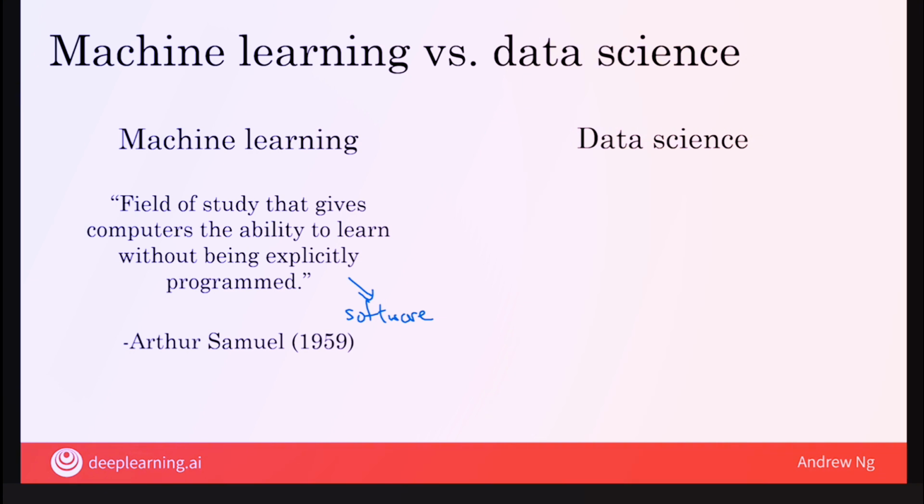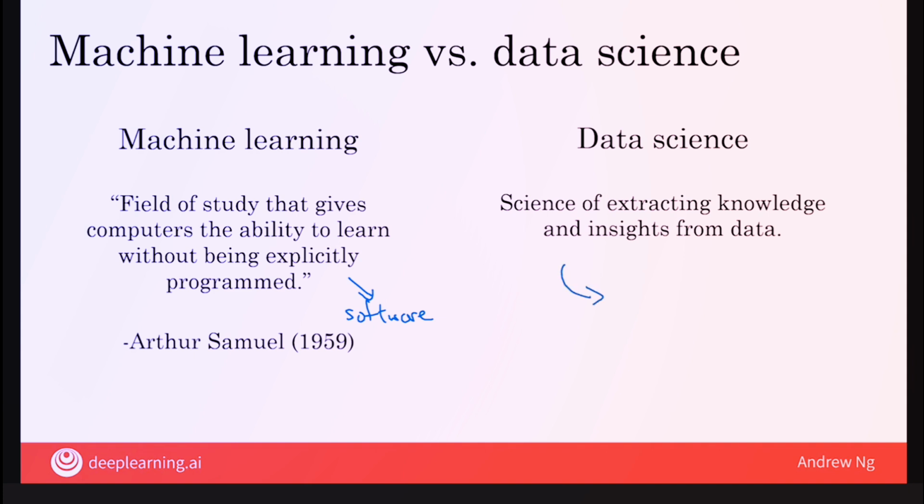In contrast, data science is the science of extracting knowledge and insights from data. And so the output of a data science project is often a slide deck, a PowerPoint presentation that summarizes conclusions for executives to take business actions, or that summarizes conclusions for a product team to decide how to improve a website. Let me give an example of machine learning versus data science in the online advertising industry.